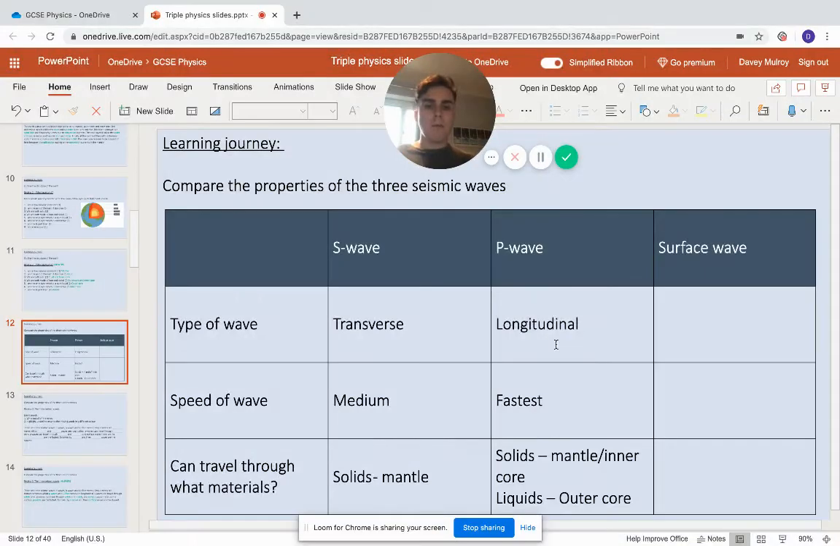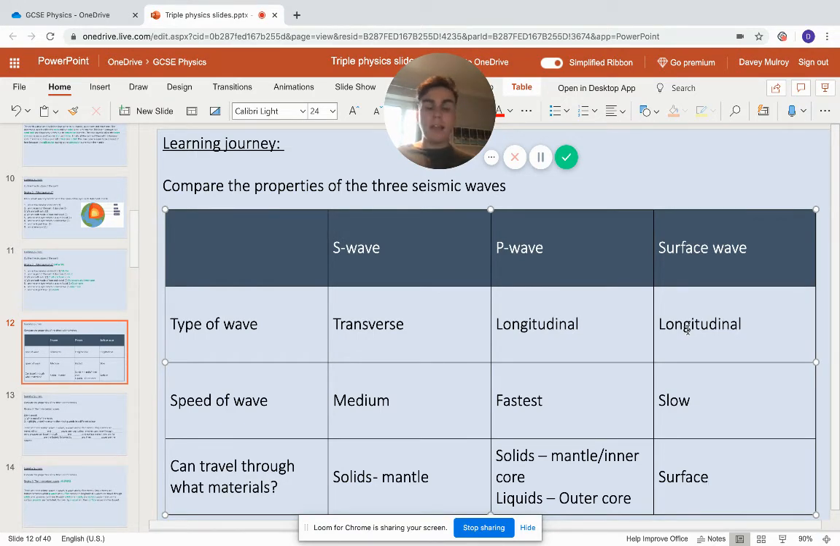Now our last type of wave, a surface wave. Now, like a P wave, they are longitudinal. Spelled it right this time as well. But surface waves are very slow. They are the tortoise of seismic waves. Now, our surface wave cannot travel through any of the structure of the Earth. Like the name suggests, they only go on the surface.